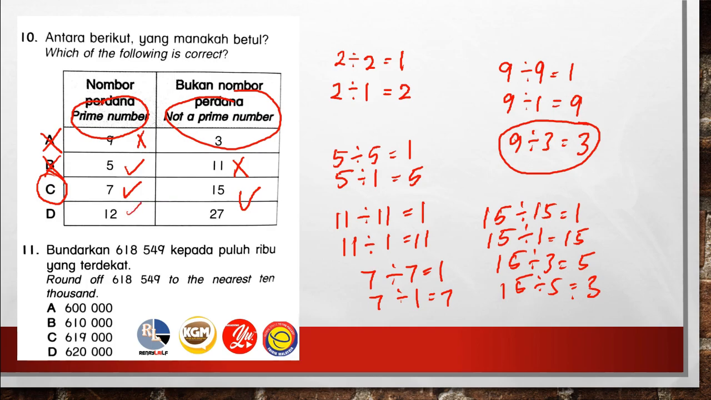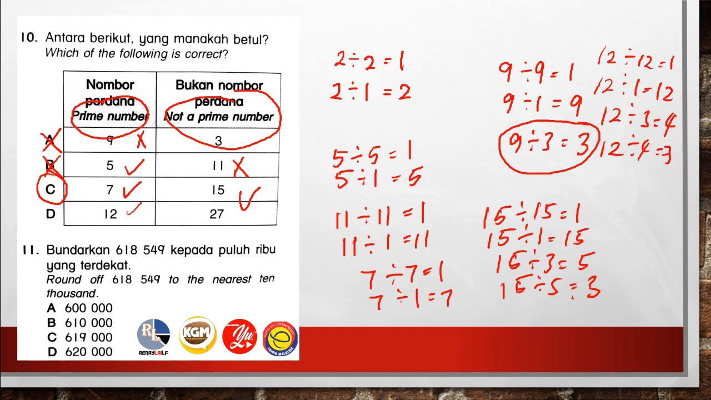Prime number 12. Let's look at prime 12. 12 can be divided by 12 is 1. 12 can be divided by 1 is 12. 12 can also be divided by 3. You get the answer 4. 12 can also be divided by 4. You get the answer 3.